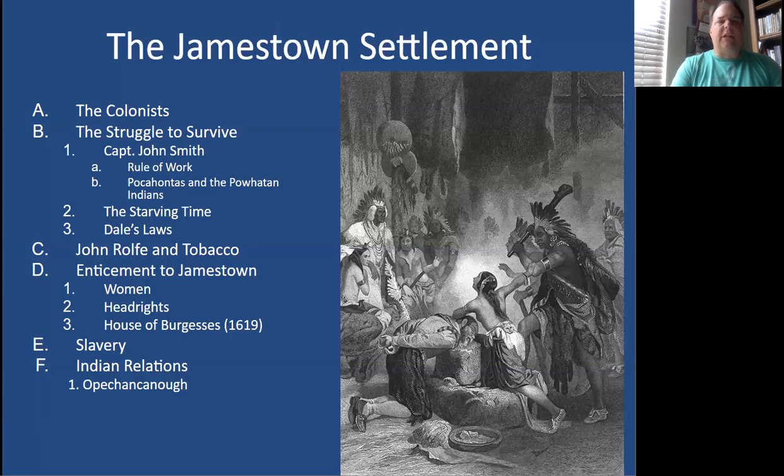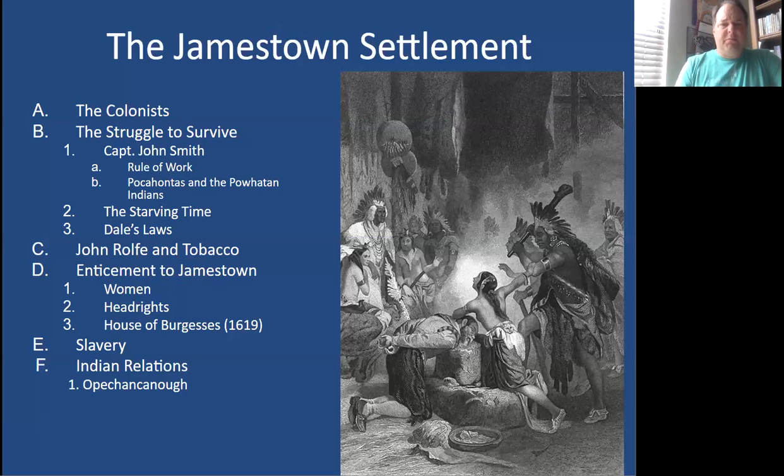And one of the leaders of the colony that tried to do something about their struggling to survive was a man named John Smith. John Smith was an early leader of this colony, and he realized that one of the problems in the colony is that people aren't working for the good of the colony. They are just kind of out looking for gold themselves. They're on adventures. They're hoping that they can bring back the kind of riches that the Spanish have found in the New World.